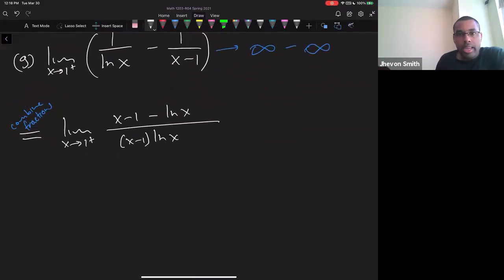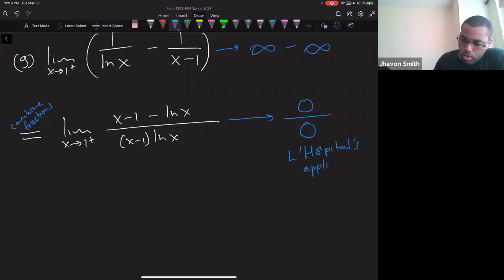As x approaches 1, what happens to the numerator? 1 minus 1 is 0, minus ln of 1 is 0, you get 0. As x approaches 1, what happens to the denominator? x minus 1 is 0, log of 1 is 0, that just becomes 0 times 0, that's 0. L'Hopital's applies. So let's take it to the hospital.